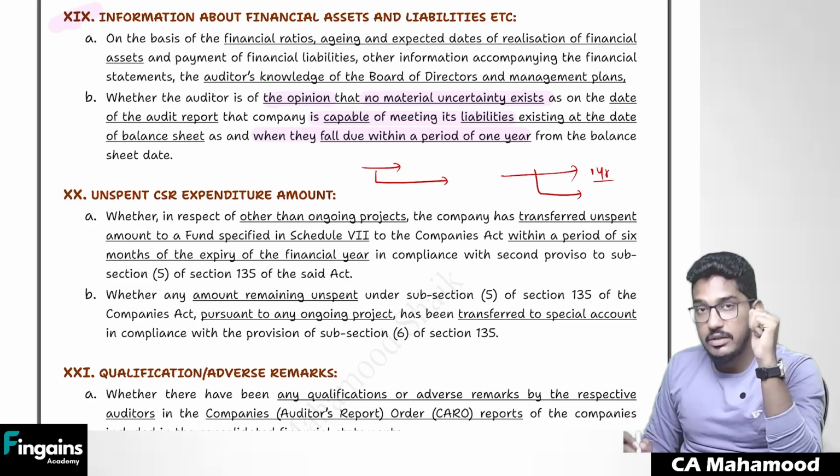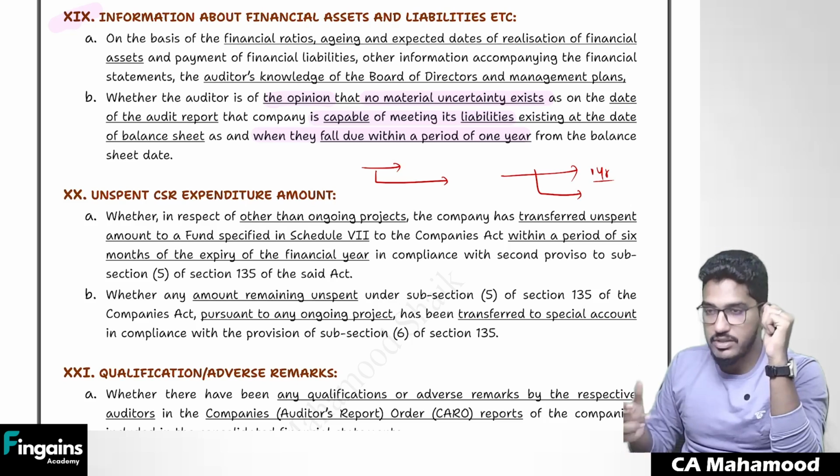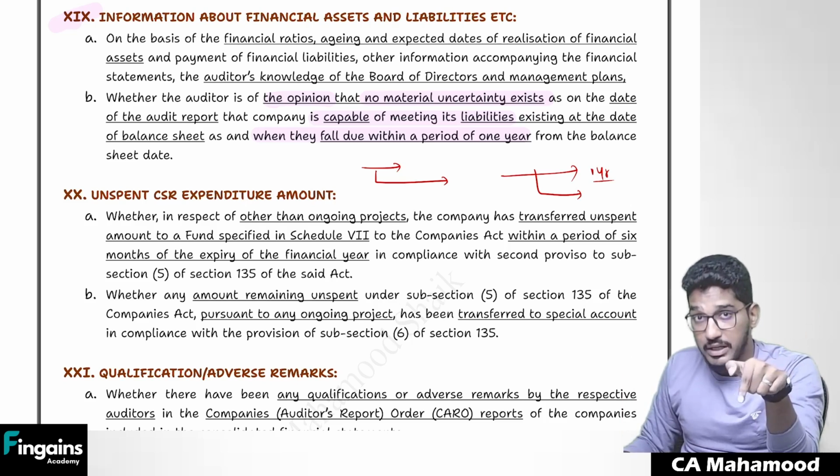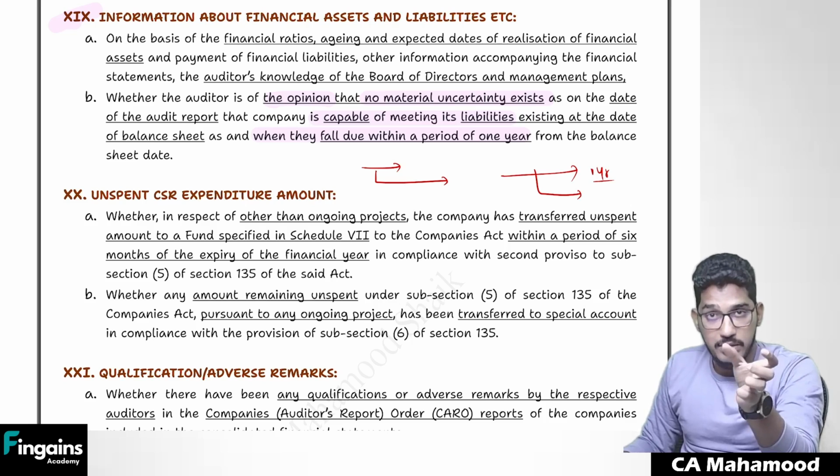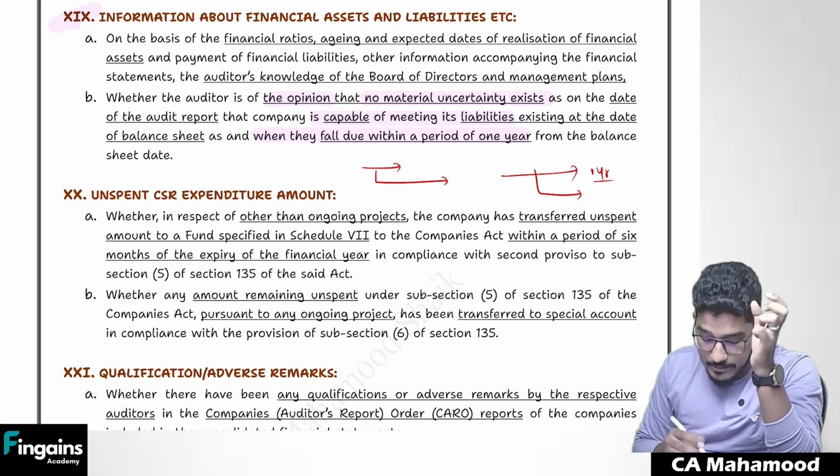Sir, but how can I comment? Will I toss a coin and say, if heads comes, the company will be able to pay, and if tails comes, the company will not be able to pay? Do you have to do it that way? No. You have to give this opinion, but there should be a basis for that opinion. What is the basis for that opinion?